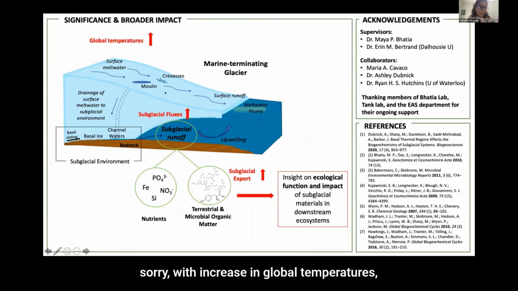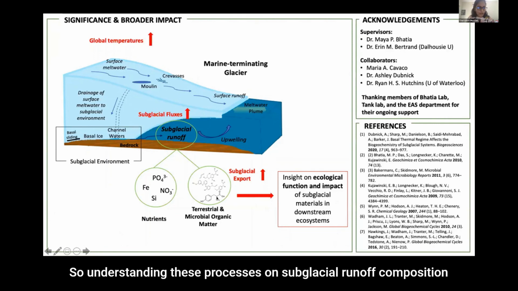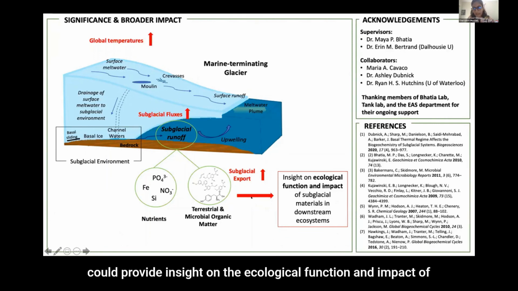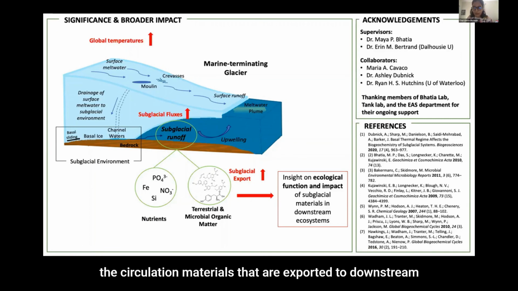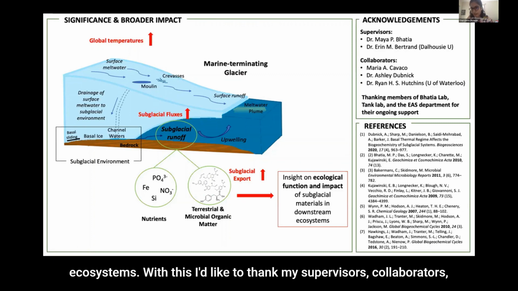With increasing global temperatures, subglacial fluxes are likely to increase, as might the export of these glacial materials to downstream ecosystems. So understanding these processes on subglacial runoff composition could provide insight on the ecological function and impact of the subglacial materials that are exported to downstream ecosystems.